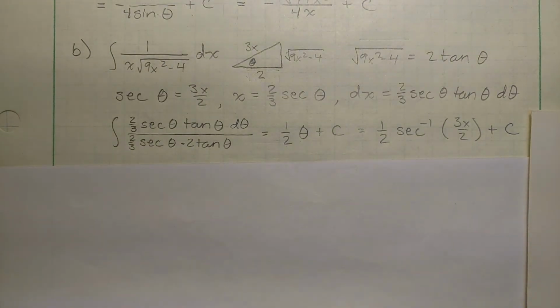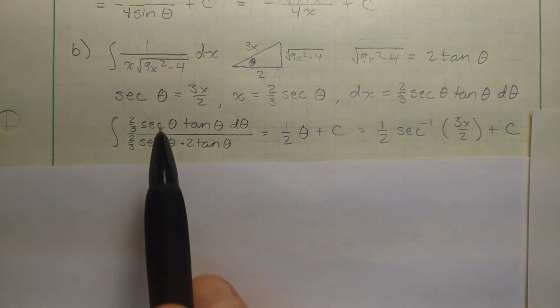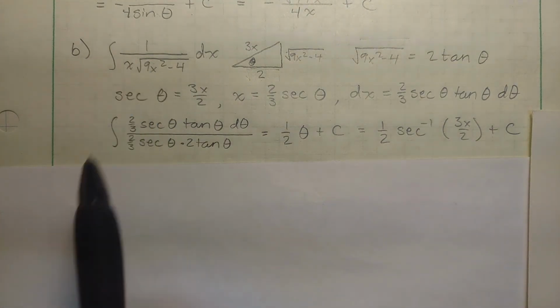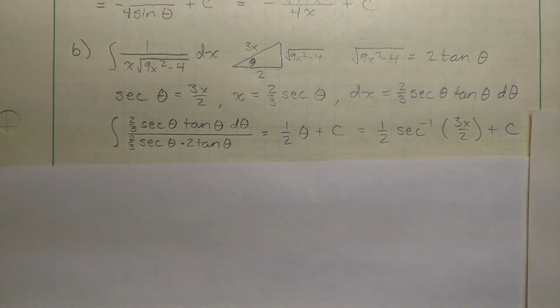Probably would have been easier to do it that way, but it's not wrong to do it with trig sub. But just reminding you, make sure you look first. You may get something where this is not something you can do using u substitution directly, but it is something you can do with u substitution if you recognize it's in the form of the inverse secant. And that's what we get for an antiderivative of just the inverse secant.